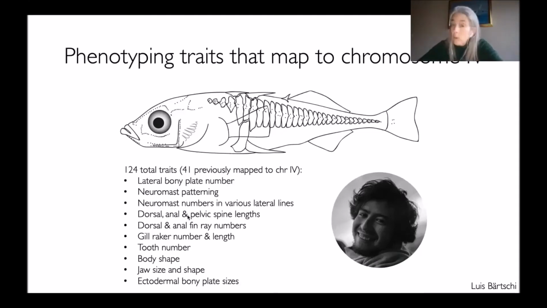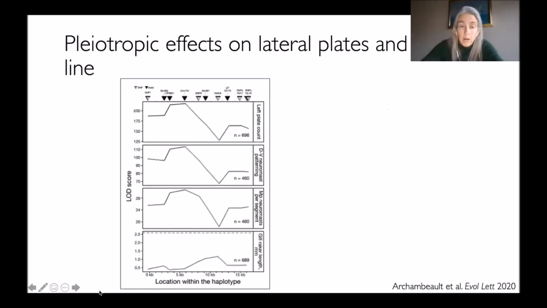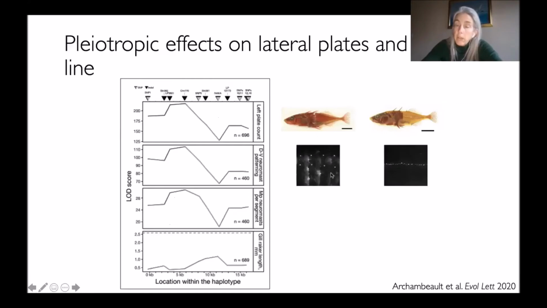And then here's what we found. So here are the positions of markers within the haplotype, and on the y-axis is the LOD score. So this is just the strength of the association between genotype and phenotype. And so for the plate count, the number of plates, we see that the peak association is somewhere here between these two length polymorphisms or small indels. Then when we look at this difference in lateral line patterning, we find basically the same pattern of association, that the strongest peak is here at these two length polymorphisms.